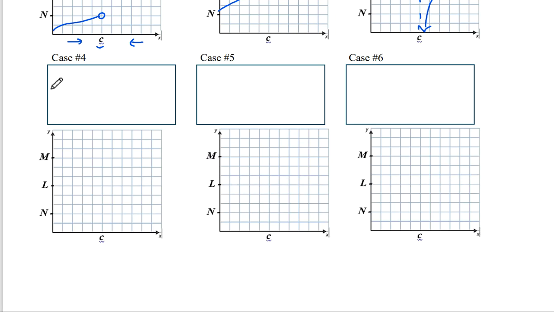Okay, I think you're getting the hang of it now. Let's go. Case number 4. Here's your information. f of c is equal to m, as in Mary. The limit as x approaches c from the left of f of x equals m, as in Mary as well. The third piece of information is the limit as x approaches c from the right of f of x is equal to n, as in Nancy. Okay, I'm going to pause the video now.